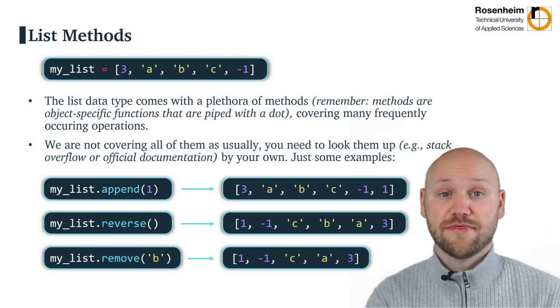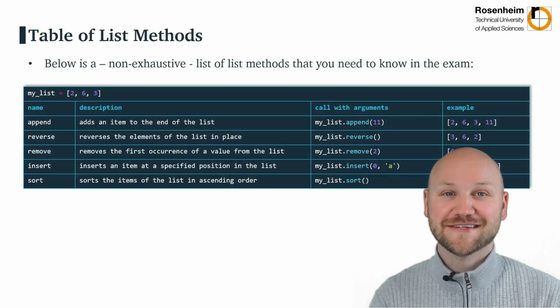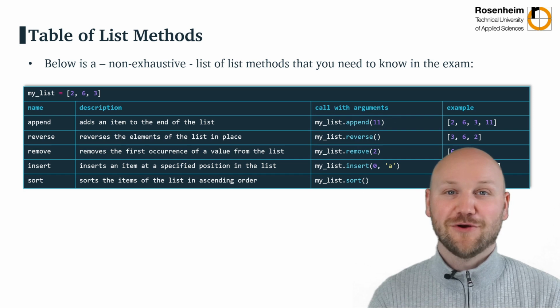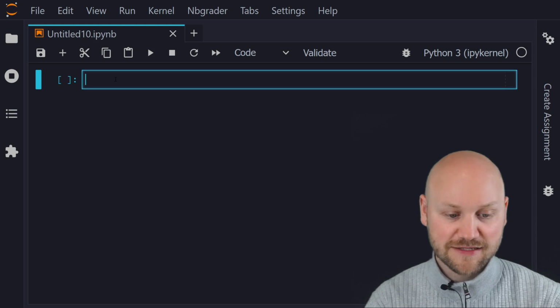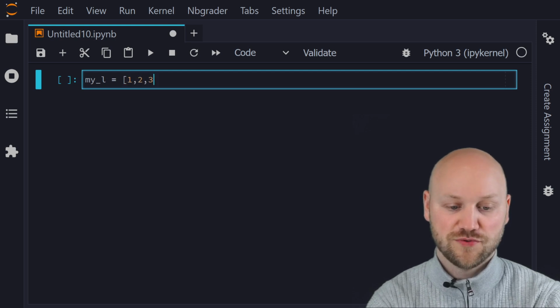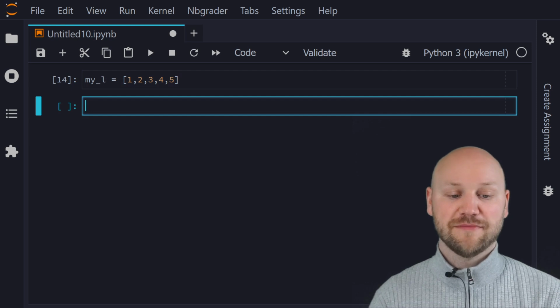These were 3 methods. We have a look at more methods in the table. We already learned about append, reverse, remove, but we also have a look at insert and sort. So let's open the Jupyter Notebook, and I'm going to create a list as follows, just 1, 2, 3, 4, 5, and I'm going to execute that cell.